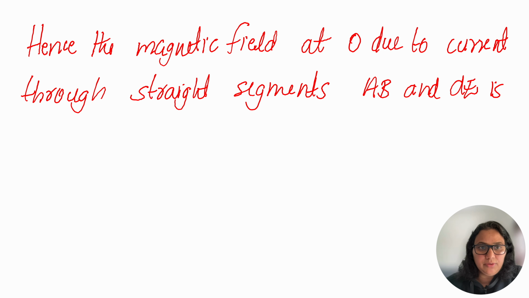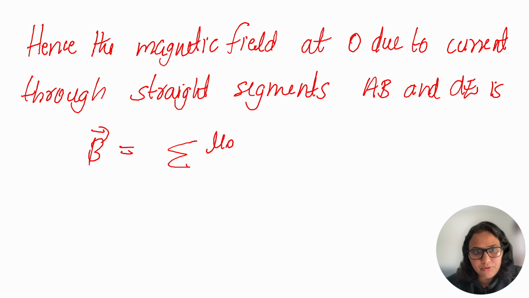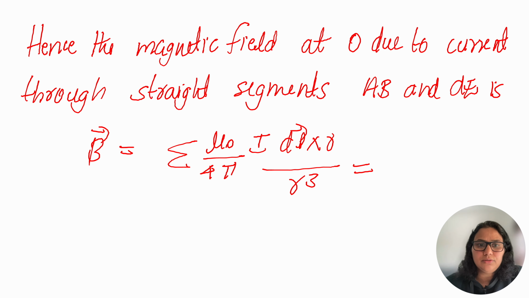Therefore we can calculate the magnetic field at O due to the straight segments AB and DE. The magnetic field B is equal to the summation of mu naught divided by 4 pi, I dl cross r divided by r cube, and since dl cross r is equal to 0, the product will definitely be 0. Therefore, the magnetic field at O due to the current through the straight segments AB and DE is equal to 0.